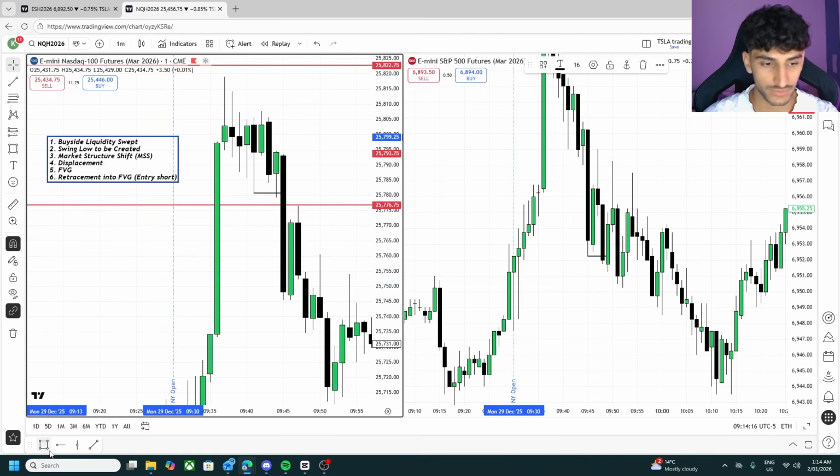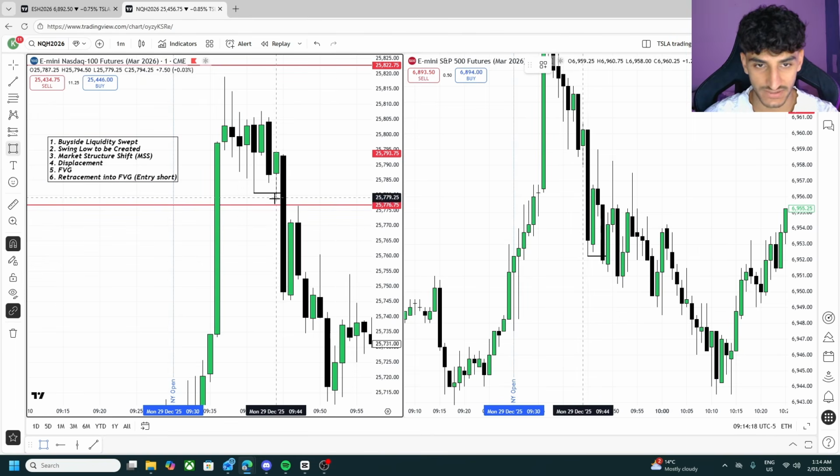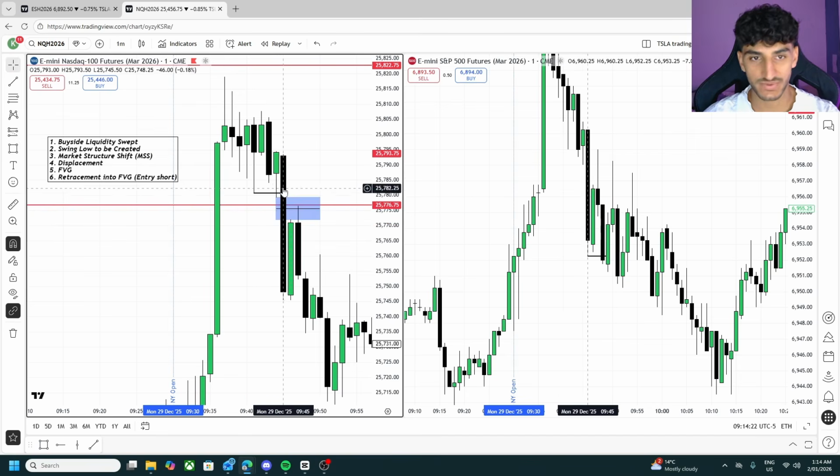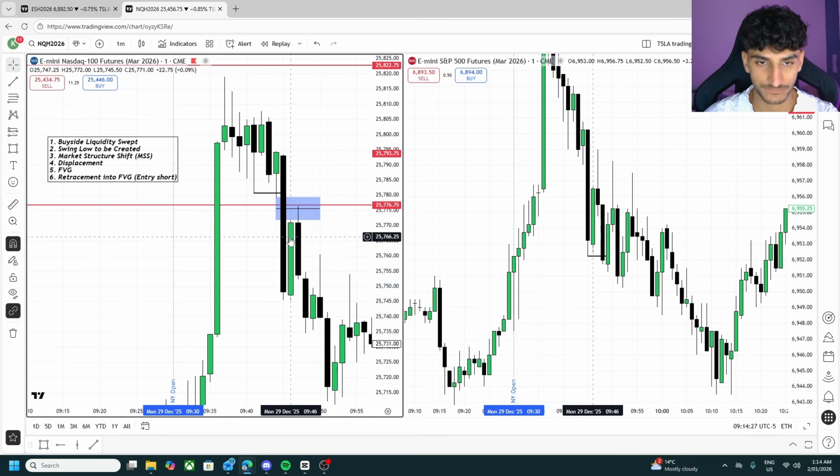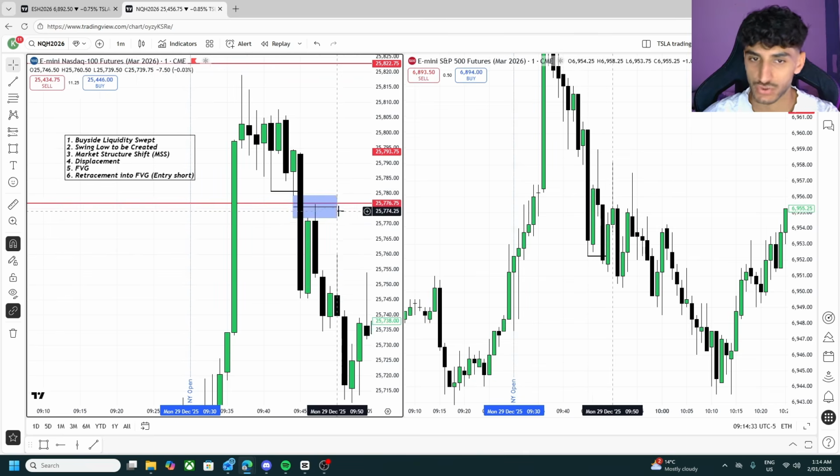Now if we look very closely, we see this fair value gap getting created right here at 945. And a fair value gap is, if we call this candle number 1, this candle number 2, and this candle number 3, candle 1's low and candle 3's high are not overlapping and there is a price gap. That is just called a fair value gap.